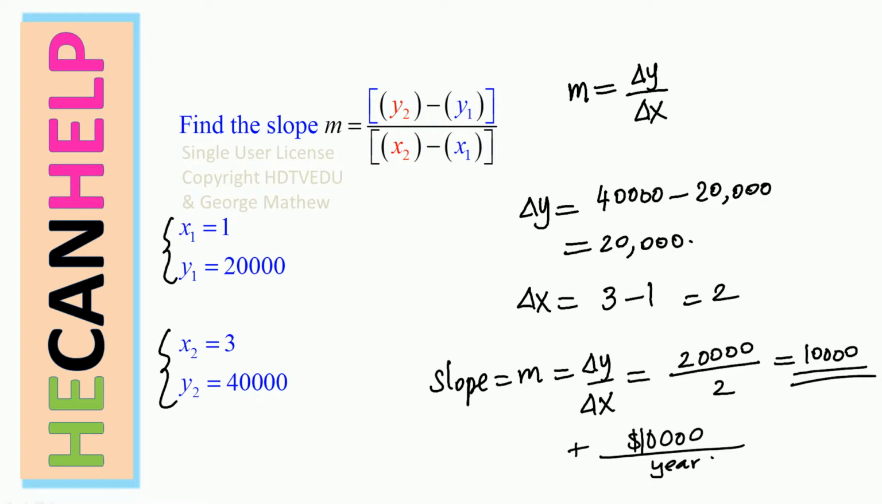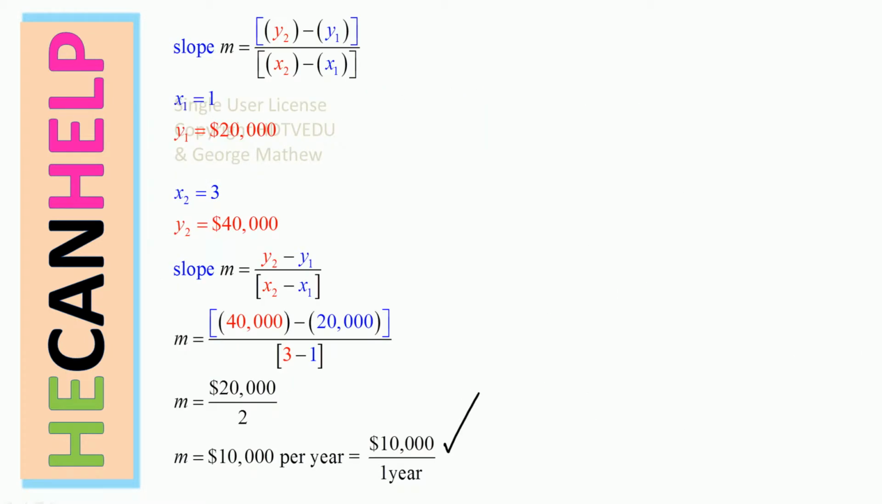Question is, how do you get the equation? x1, y1, x2, y2, slope. Whenever we divide, I always like to put parentheses. So you substitute all those numbers and you get 40,000 minus 20,000 divided by 3 minus 1, and that is 20,000 divided by 2, 10,000 per year.